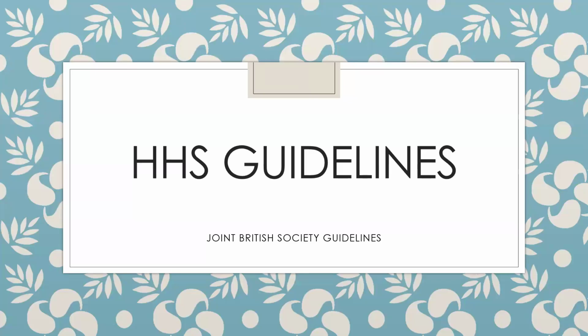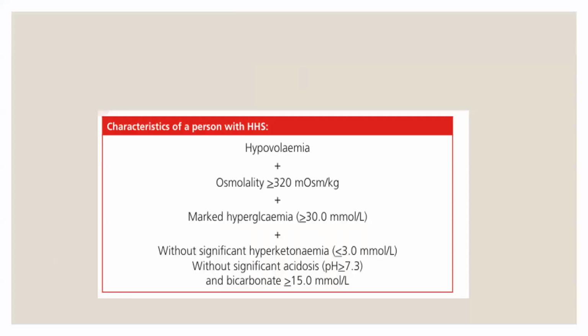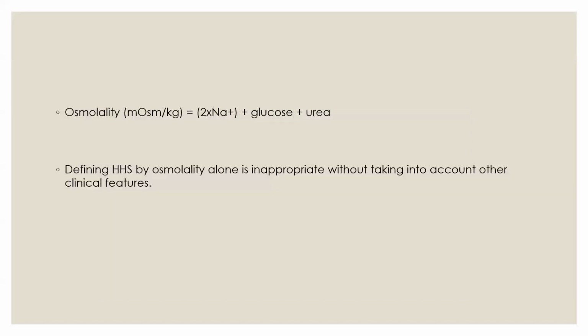Hello everybody. Today we are going to discuss HHS guidelines, which are based on the Joint British Society guidelines for HHS. So characteristic of a person with HHS is there will be hypovolemia. Then the serum osmolality will be high, that is more than or equal to 320. Then there will be marked hyperglycemia without significant hyperketonemia, without significant acidosis, and bicarbonate is always more than 15.